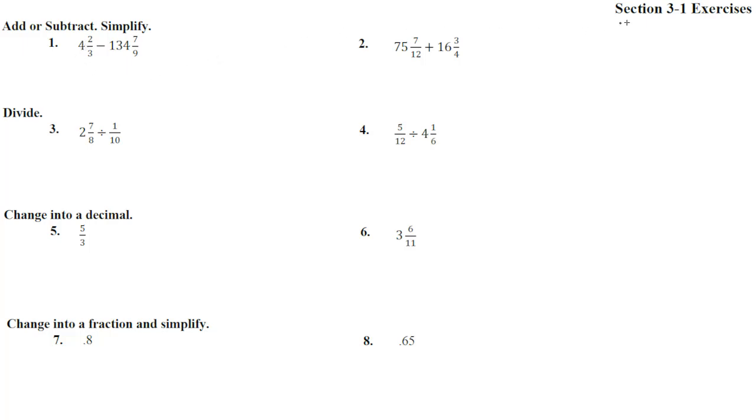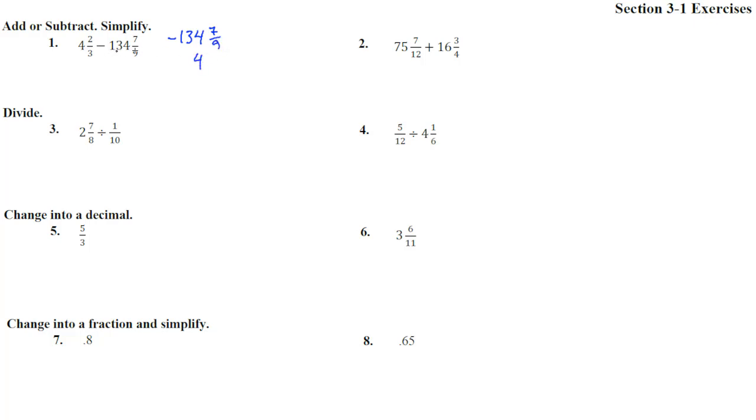Here we are in section 3-1 exercises, numbers 1 through 8. First set, numbers 1 and 2, add or subtract. We got an addition over here, a subtraction right there, and then simplify. So we're going to subtract. Always subtract with the strongest one on top. So that's negative 134 and 7/9 will be up on top, and then 4 2/3.